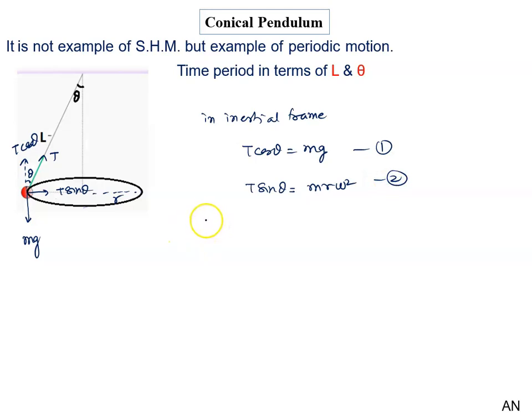We divide equation number 2 by 1. What are we getting? Sin theta upon cos theta equals r omega square upon g. Now what is the value of sin theta? Sin theta is known as perpendicular upon hypotenuse. So sin theta, the perpendicular is r, hypotenuse is L, upon cos theta equals r omega square upon g.